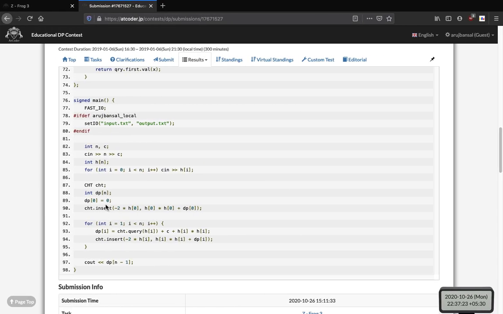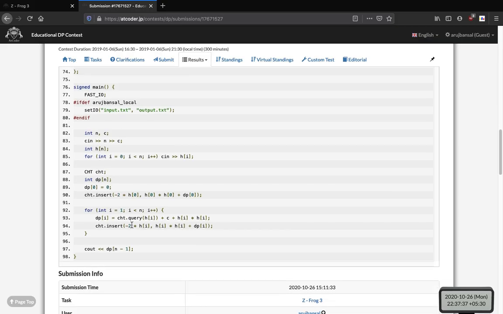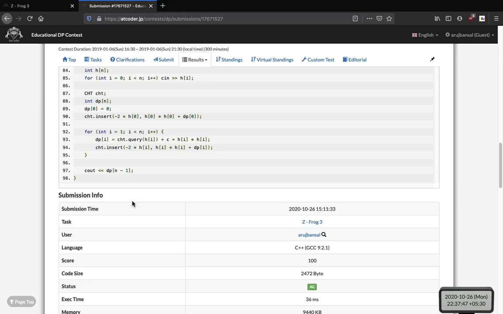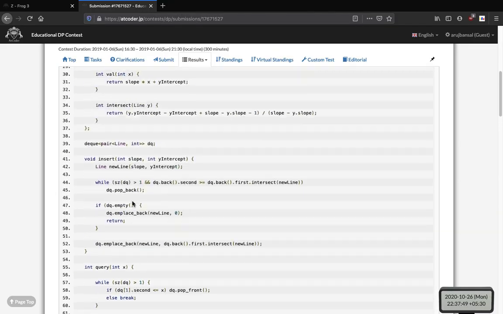So since initially we don't have any cost, we simply add that line. So this is the slope and this is the y-intercept. Now for every I greater than 0, we query, we add a constant cost to it, and we insert that line. In the end, dp of n minus 1, 0 based indexing, stores our answer.